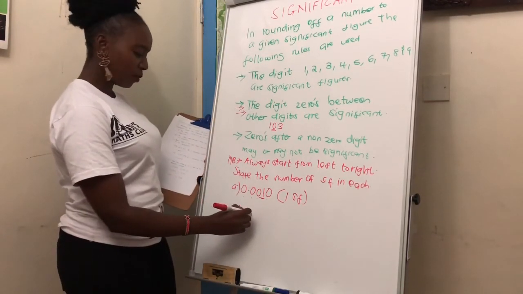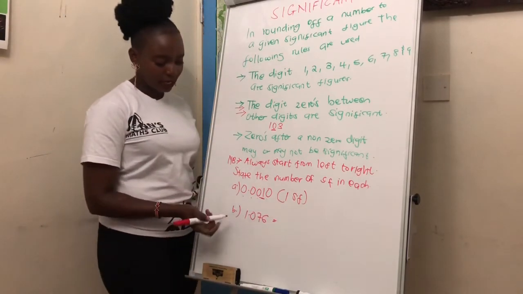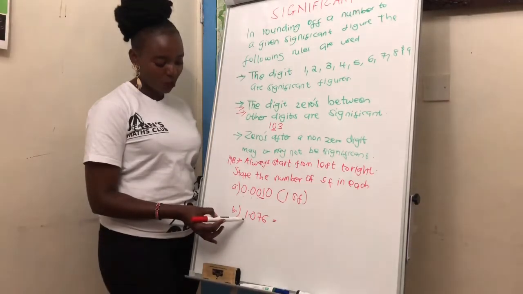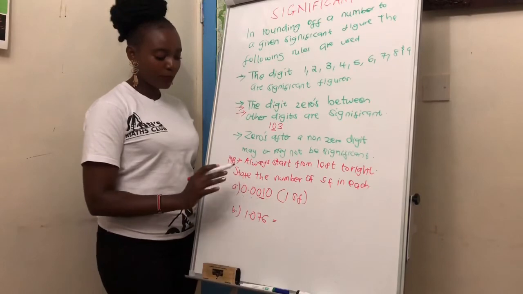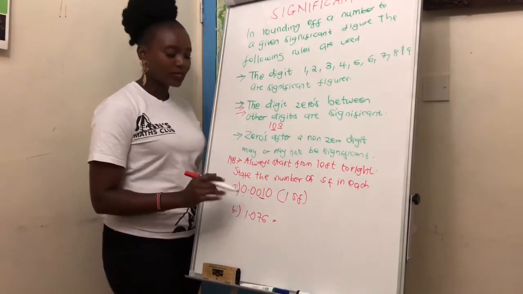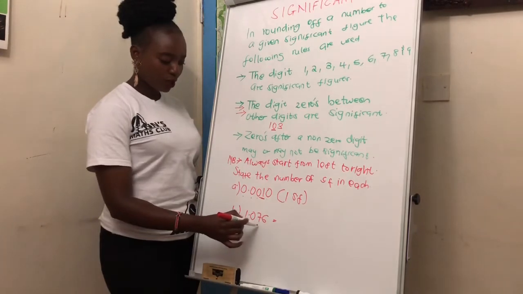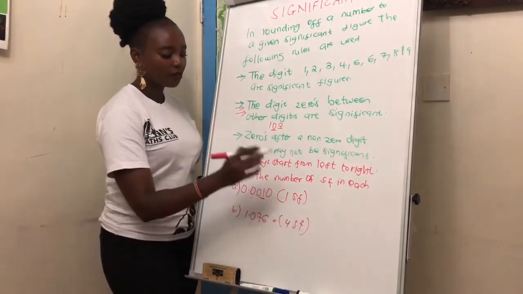You have 1.076. So here basically, when we're starting to count, we'll start from the left hand side. So 1, remember 0 is between 2 non-zero digits. So basically it becomes a significant figure. So 1, 2, 3, and 4. So our answer here is 4 significant figures.